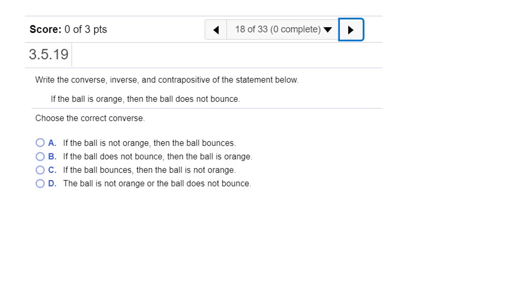Here we want to write converse, inverse, and contrapositive. In this first one, the converse simply means to reverse the order. So ball is orange and ball does not bounce. We need ball does not bounce first, so it's not A, it's not C, it's not D. We need this one, answer choice B. So the ball does not bounce comes first and the ball is orange comes second.